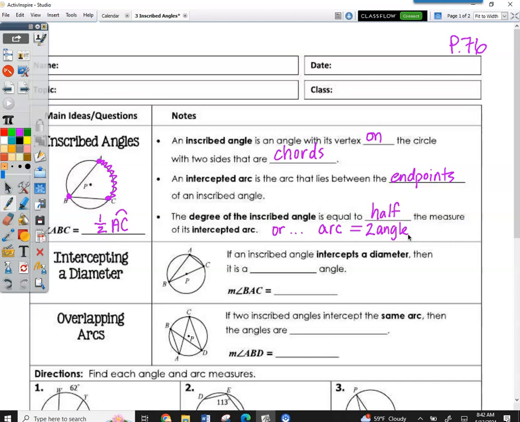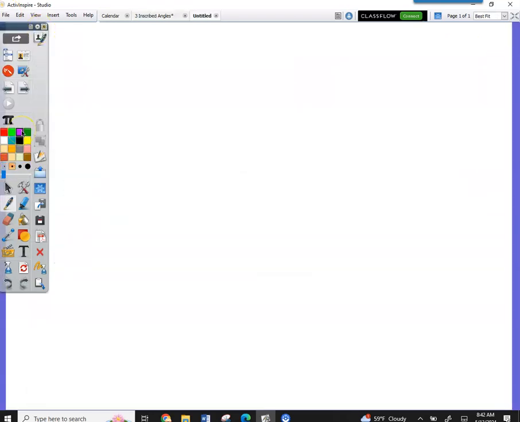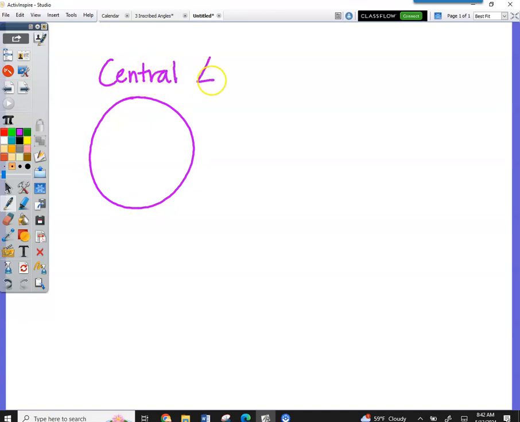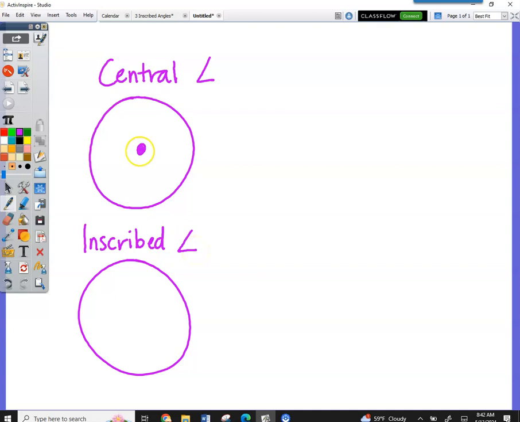Now, how are you going to remember that? Let me show you this. This is stupid, but it works. All right, we're going to have a central angle, and then I'm going to draw an inscribed angle. Central angle comes from the what? The center. This is the center right here, right? And the arc it opens up to, we learned last week that it equals it, right? So this is x degrees, then this would be x degrees.